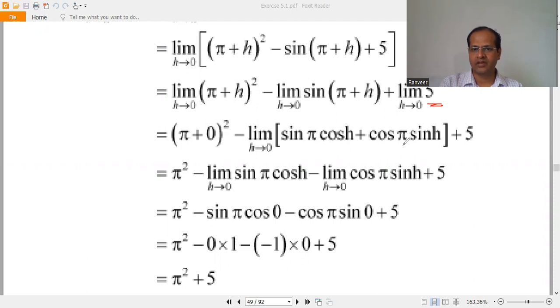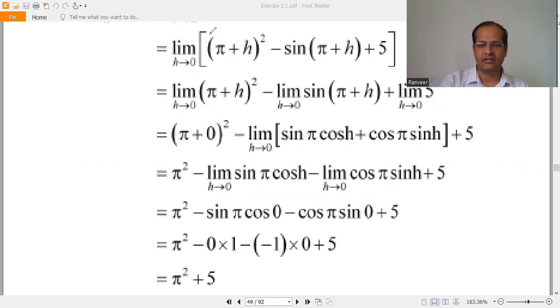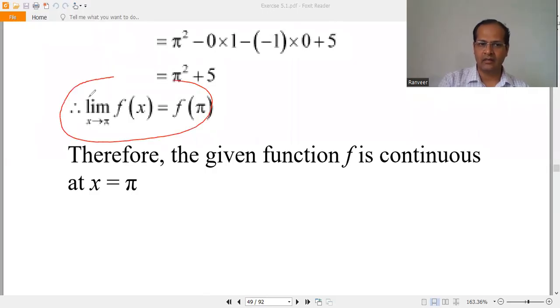So sin a cos b plus cos a sin b. Here we have to expand: limit h tending to 0 of sin pi cos h, plus limit h tending to 0 of cos pi sin h. After substituting all the values, this is the numerical value we get, and this is nothing but pi square plus 5. So this is the value after doing the substitution x equal to pi plus h. There is only one single definition of the function, so for pi plus and pi minus both values are the same. That's why we got only one value. So this is continuous.